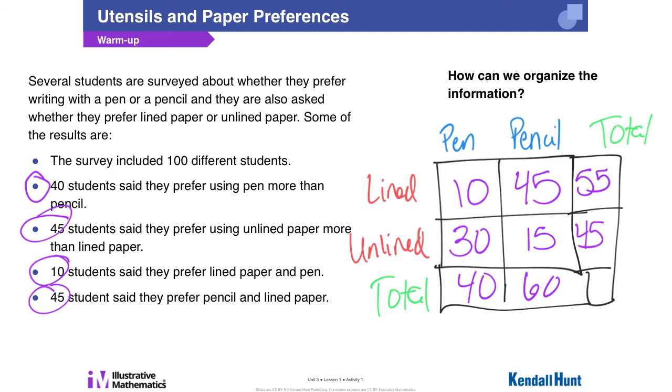And then the last piece we could add in here would be that grand total down here in the corner of 100 students, because that 100 matches up with our totals going up and down. It matches up with these totals going side to side. The biggest thing when you're looking at a table like this is that your columns need to match up with your totals, your rows need to match up with your totals, and your grand total needs to match up.